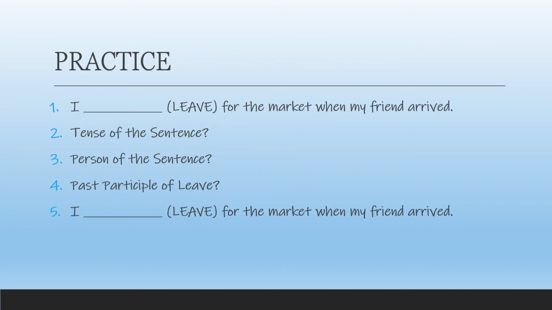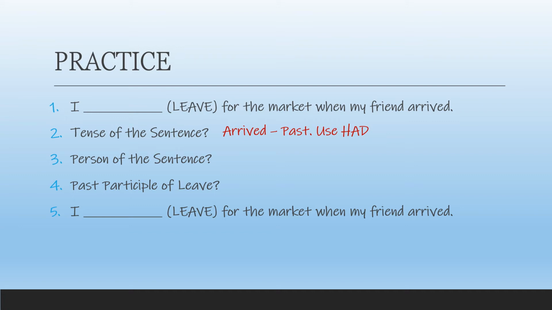Let us have some practice. I dash for the market when my friend arrived. The verb we have to use here is leave. So what are the three things we will look at first? We will first check the tense of the sentence. I dash for the market when my friend arrived. So arrived, the friend has already arrived. So this is in the past tense.